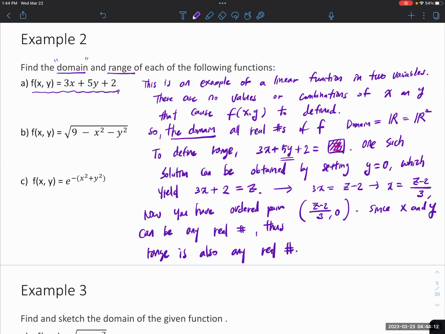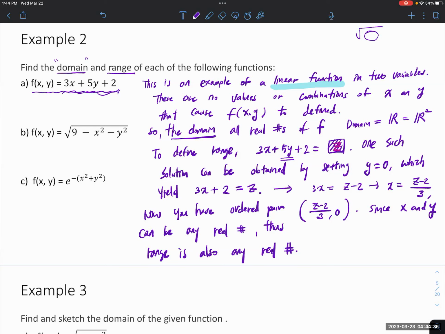Since, first, you need to check this is a linear function. In a linear function, we don't have any limitation. If you have a radical, the inside of the radical should be a positive number, but with linear, we don't have any limitation on domain or range. So simply the answer is all real numbers, but I wrote more details.